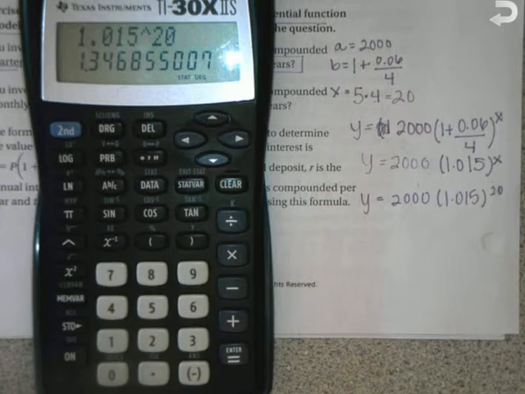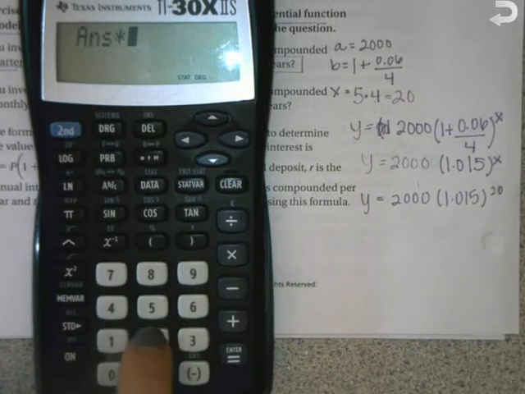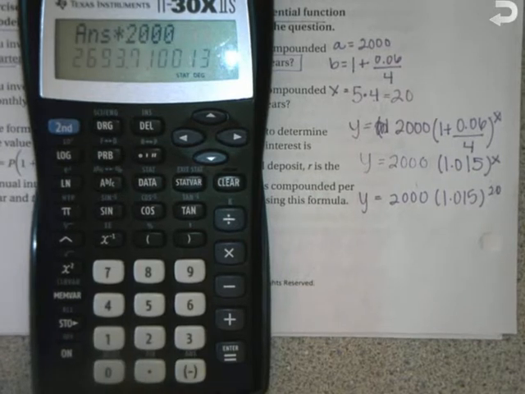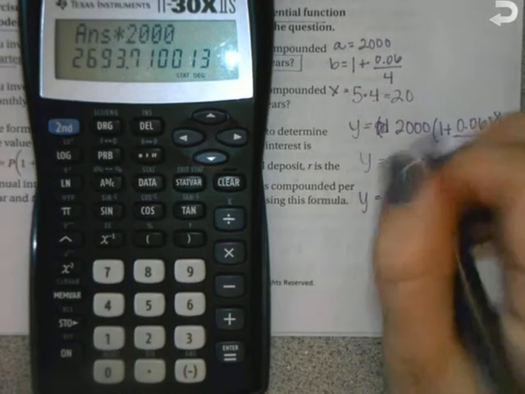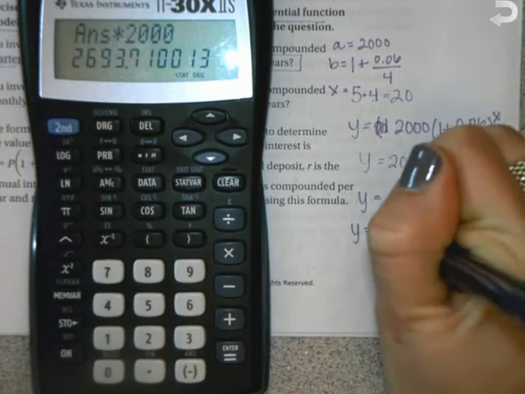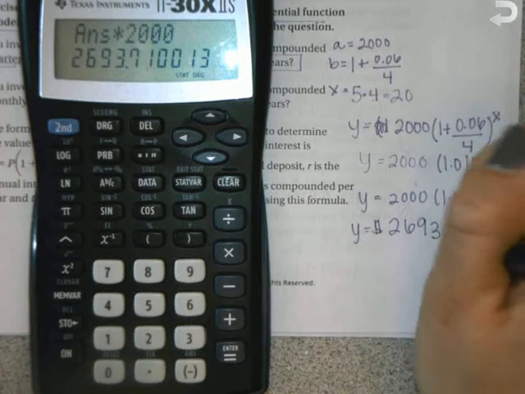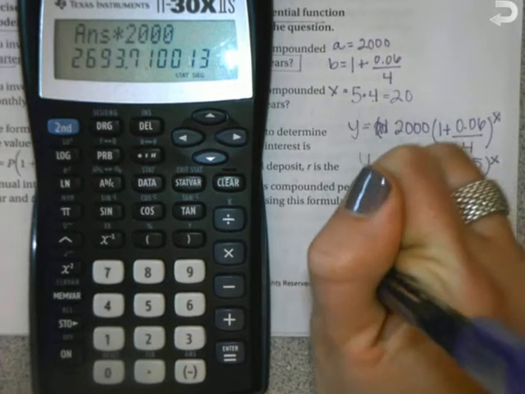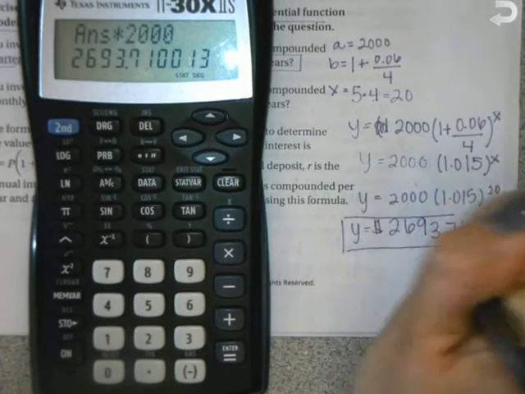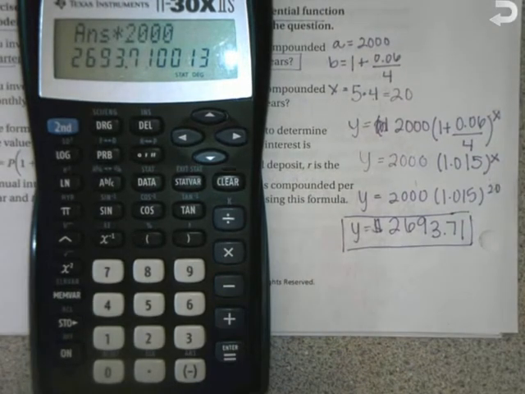So what you do is you leave this whole big number in the calculator, and then you multiply by 2,000. So we should end up with $2,693.71 at the end of 5 years. So it should be exactly what's in your account at the end of 5 years.